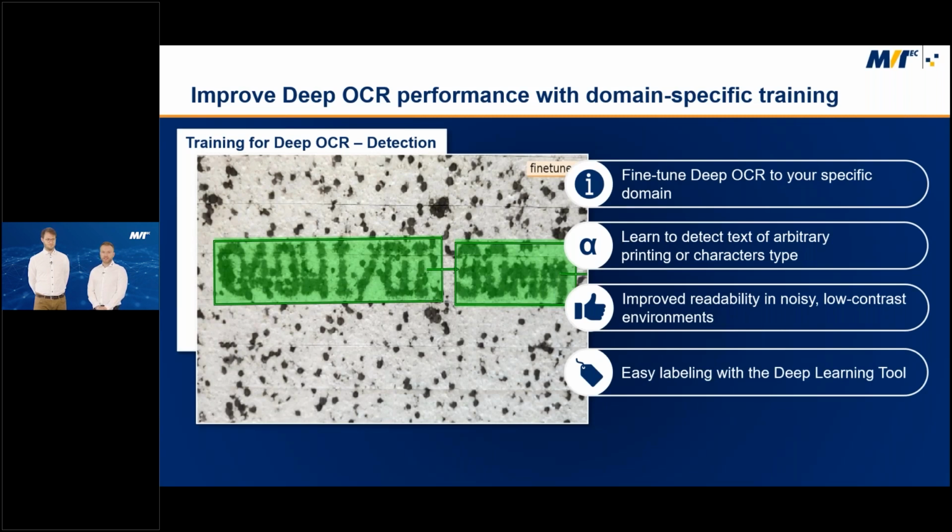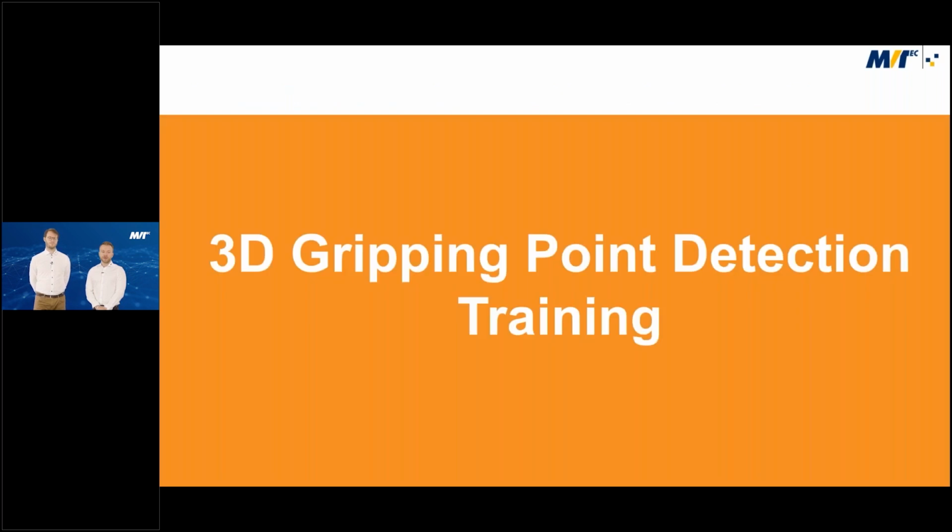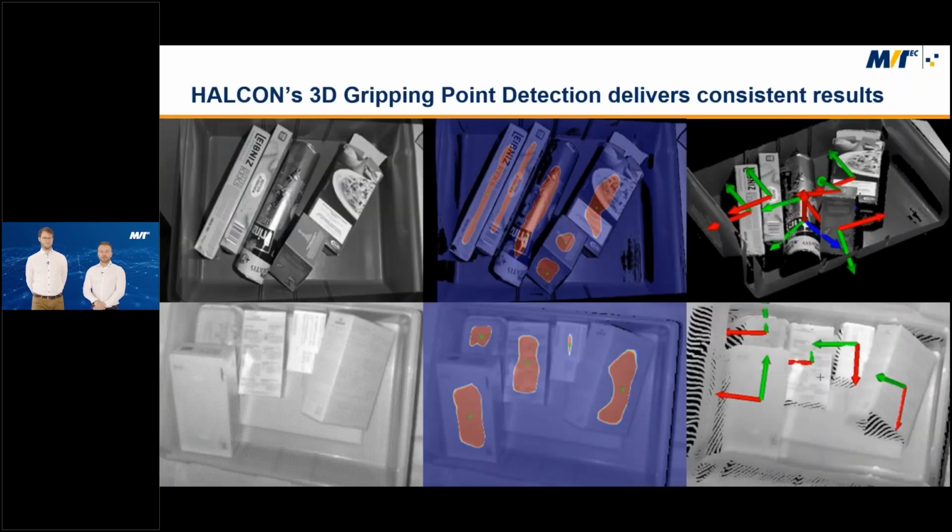Our third new feature is kind of similar. Next to the Deep OCR detection training, we also integrated now the 3D gripping point detection training. For those who don't know the 3D gripping point detection so far, it's a deep learning method that suggests gripping points for a vacuum gripper in 3D scenes. And that's for random unknown objects. So you don't have to train for specific objects, it just finds appropriate gripping points. So here on the left-hand side, we can see the grayscale image of the 3D sensor.